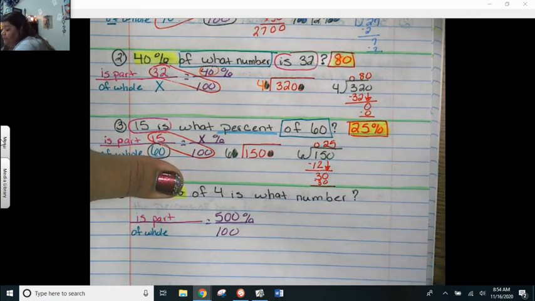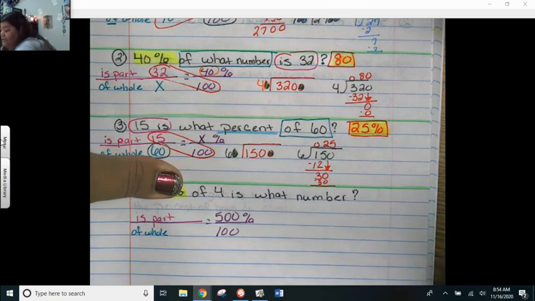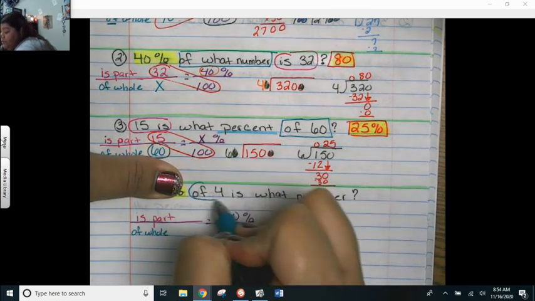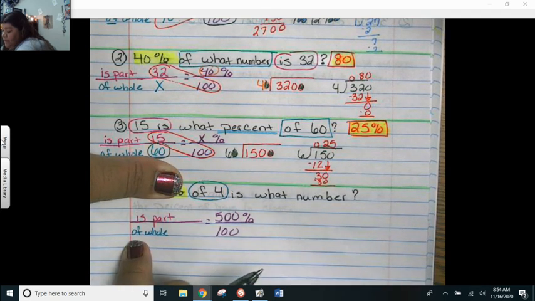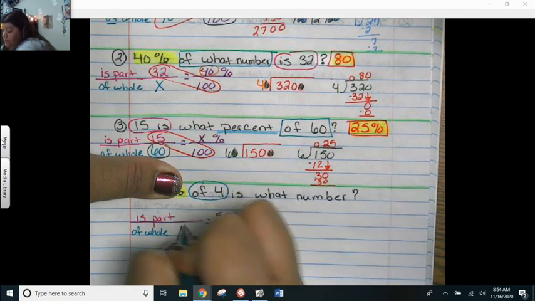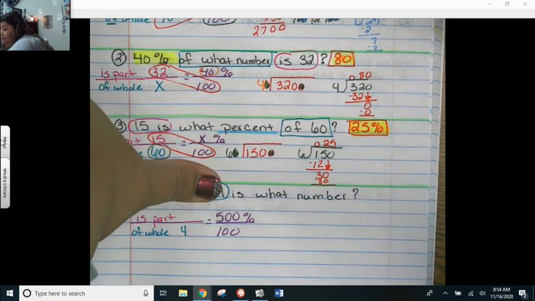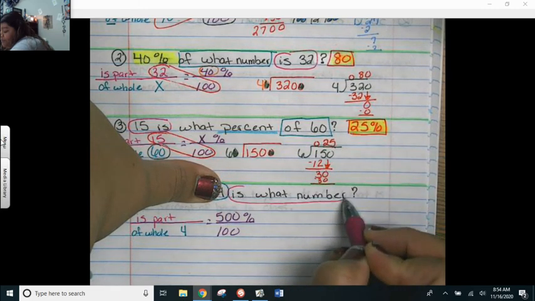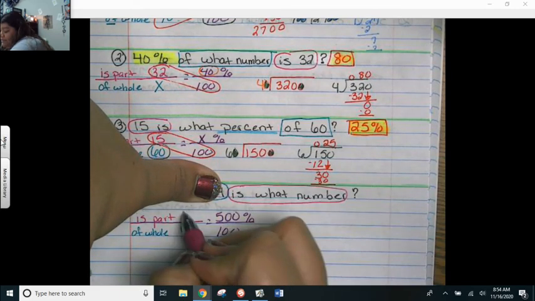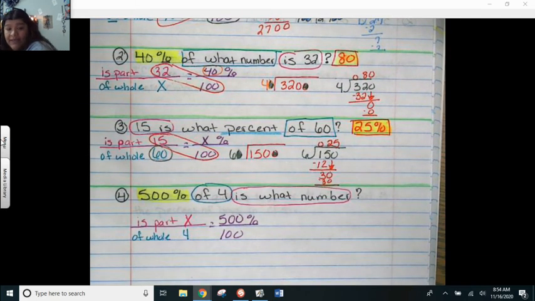Let's keep reading. Of 4. Ooh, it doesn't say of what number. It says of 4, which means that 4 belongs with the of. So here's my of. That's where my 4 belongs. Okay, keep on going. And it says is what number? That means our is the unknown. That is our variable. Okay, so just take it word for word and you'll get it.